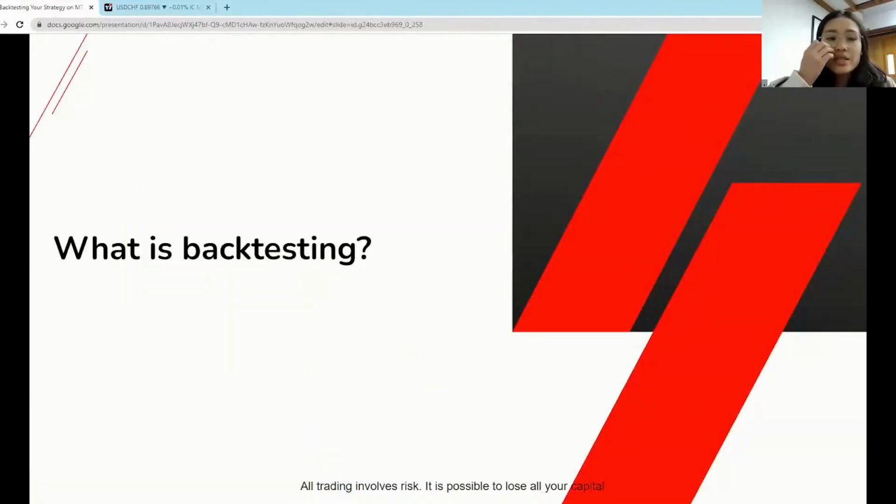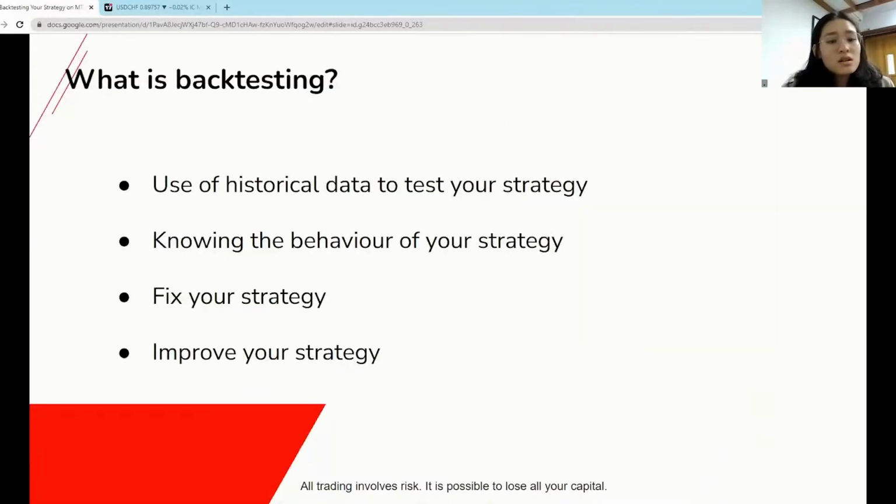Okay, so let's get into backtesting. So what exactly is backtesting? It's basically the use of historical data to test your strategy.